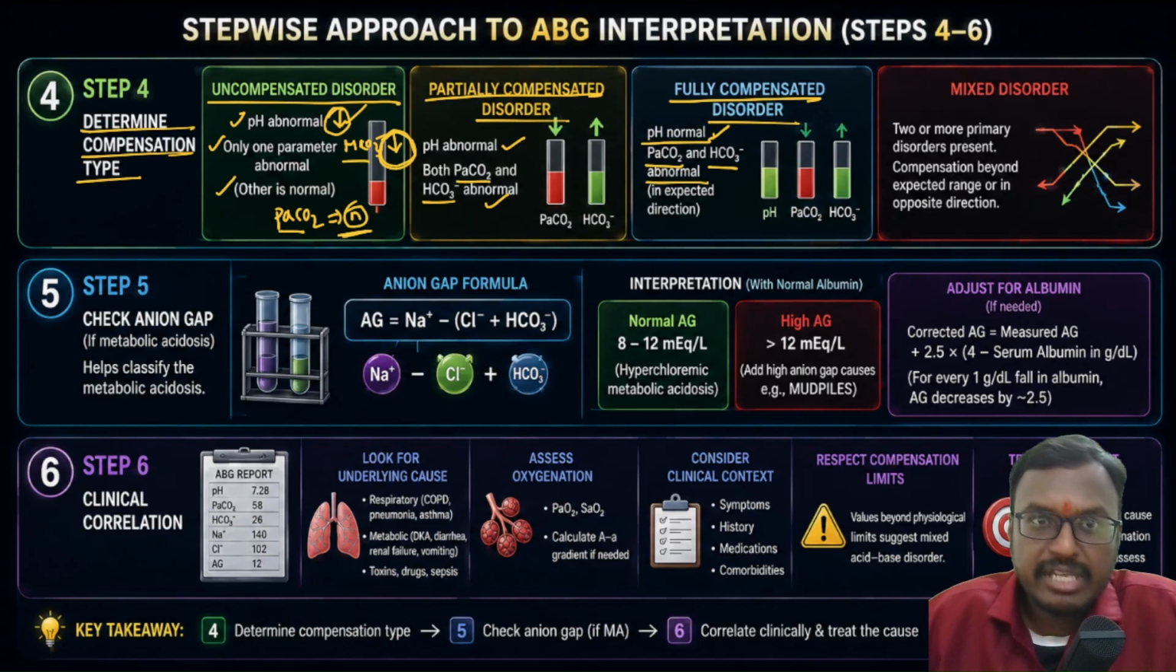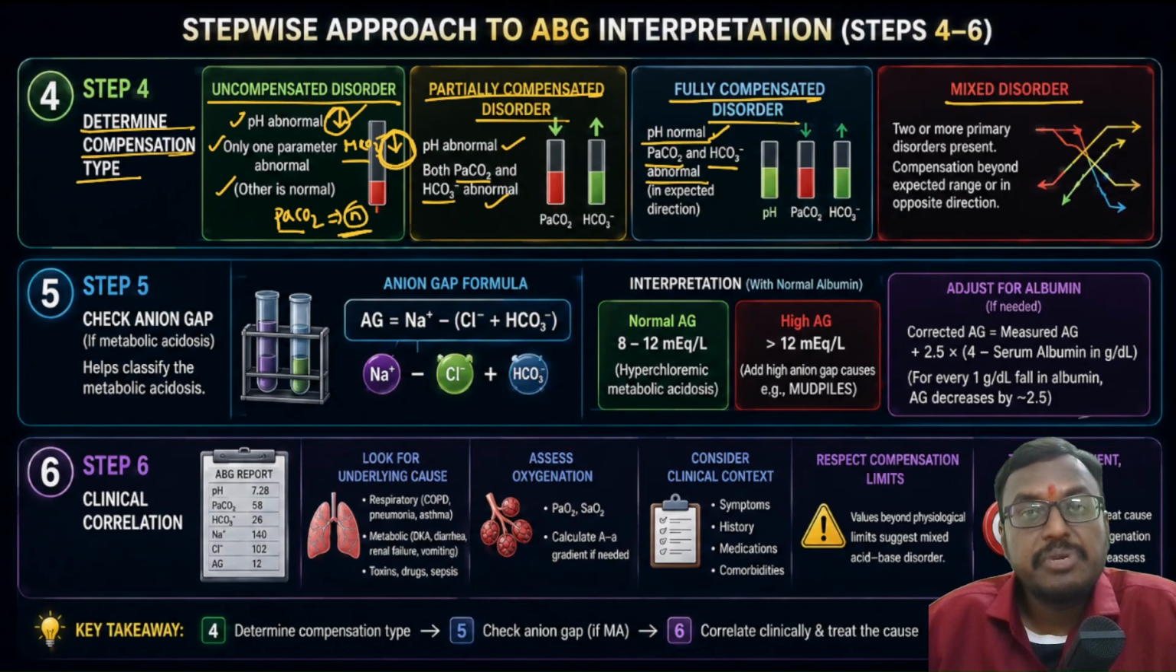Now coming to the fourth category, that is the mixed acid base disorders. This is extremely important because mixed disorders occur when more than one primary acid base disorder is simultaneously present. This is not compensation. Examples include metabolic acidosis with respiratory alkalosis or respiratory acidosis with metabolic alkalosis. We suspect mixed disorders when the compensation is excessive, when the compensation is beyond the expected range or in the opposite direction. This is why expected compensation rules are so important in the clinical interpretation.